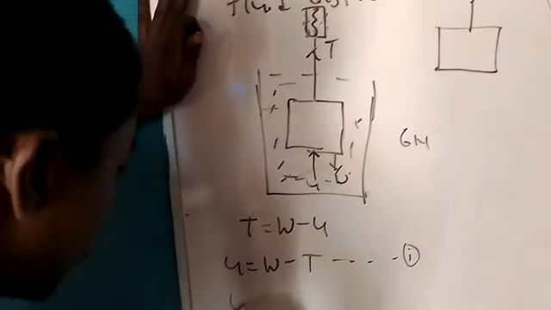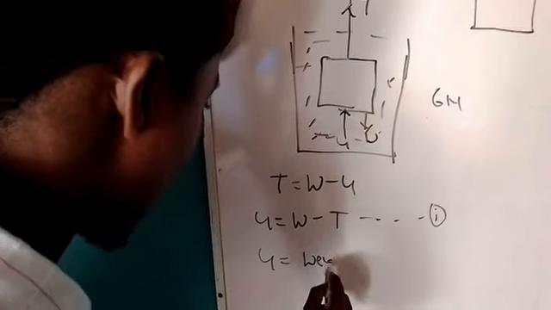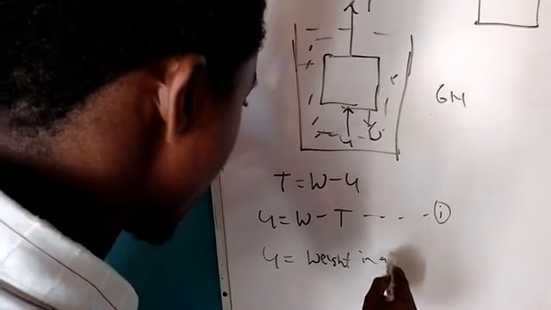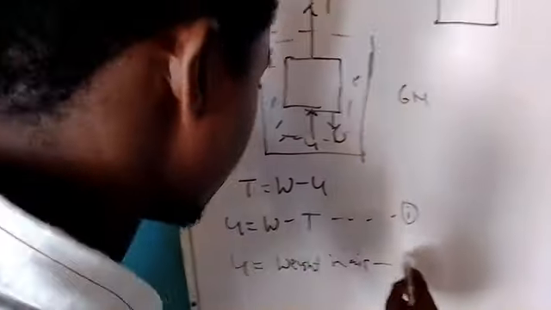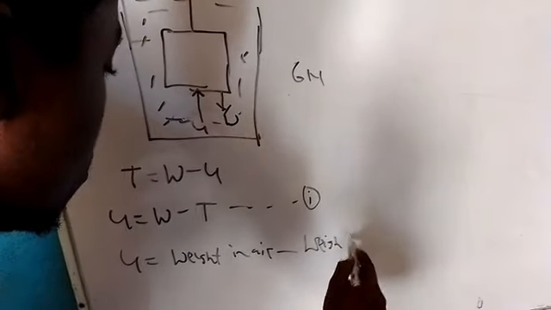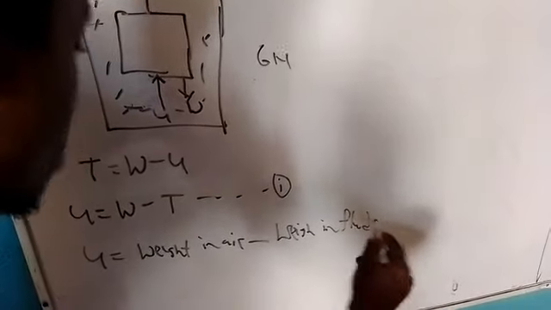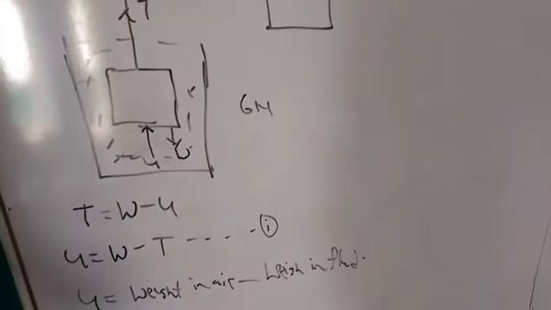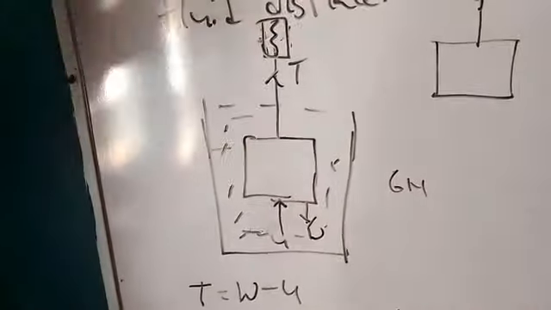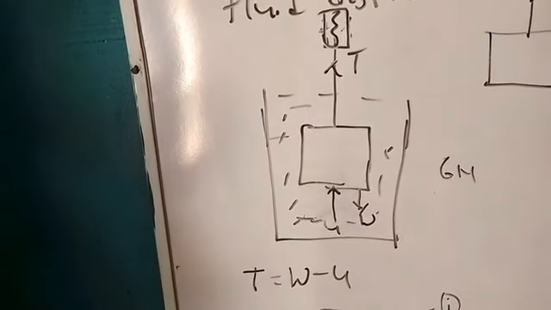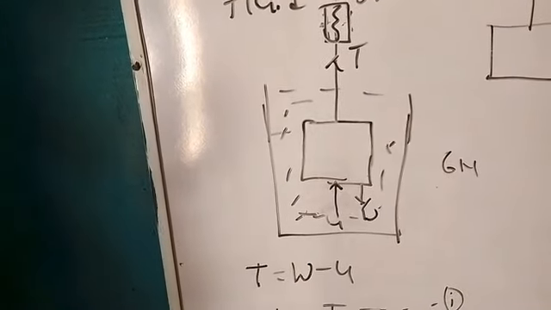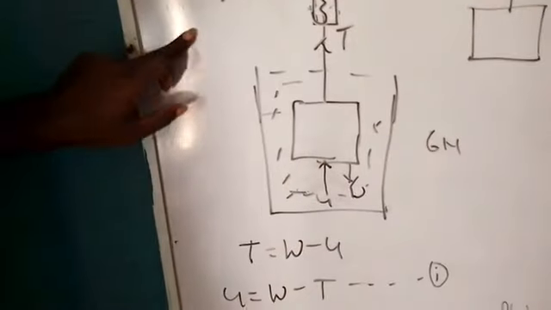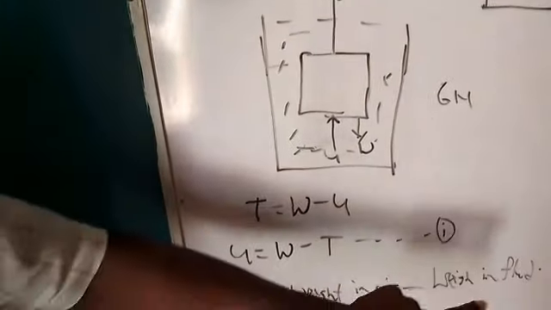Another way we can calculate upthrust is: upthrust is equal to weight in air minus weight in fluid, or weight in liquid. Let's say the weight in air is 10 Newton, and then while this object is inside water, I record the weight again. Let's say the weight is 6 Newton. So the upthrust will now become weight in air minus weight in liquid.